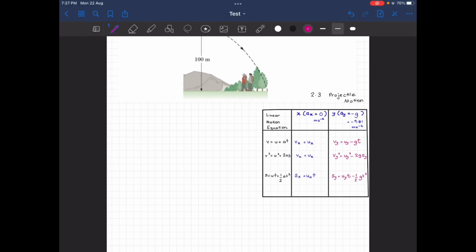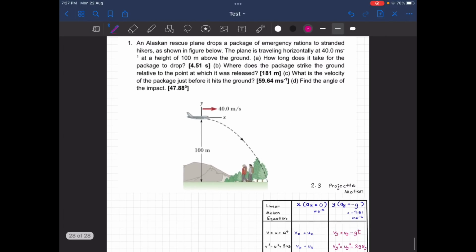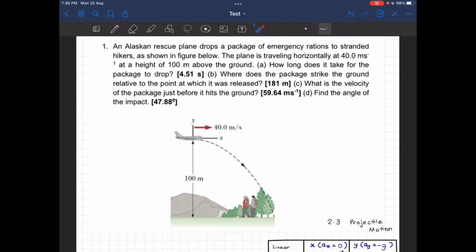Okay, so let's try to do question number 1 together. Let's read the question together. An Alaskan rescue plane drops a package of emergency rations to stranded hikers as shown in the figure below. The plane is travelling horizontally at 40 ms negative 1 at a height of 100 meter above the ground.